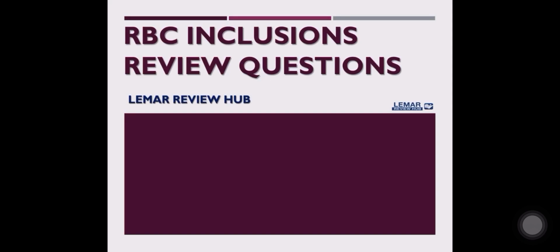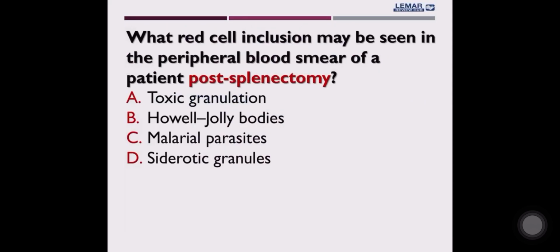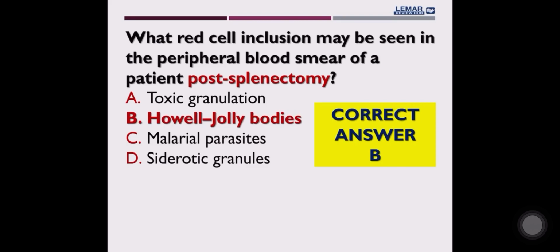RBC inclusion review question. What red cell inclusion may be seen in the peripheral blood smear of patient post-splenectomy? Toxic granules, Howell-Jolly bodies, malarial parasite, siderotic granules. Correct answer, Howell-Jolly bodies. Remember, yung mga red cell inclusion are pitted by the spleen. So, kapag natanggal yung spleen, increase yung appearance ng RBC inclusion. Example, the Howell-Jolly bodies.